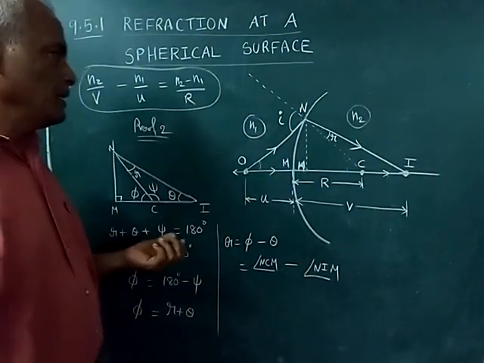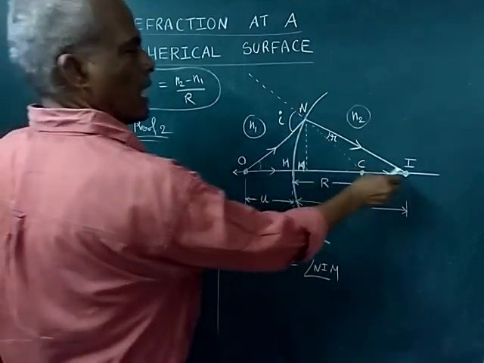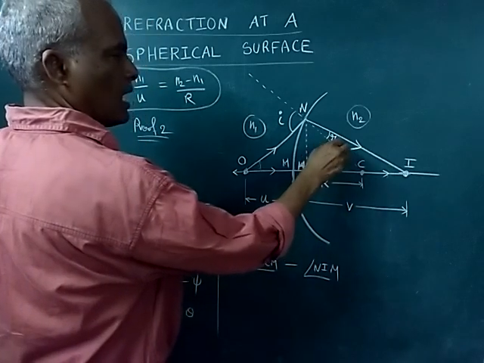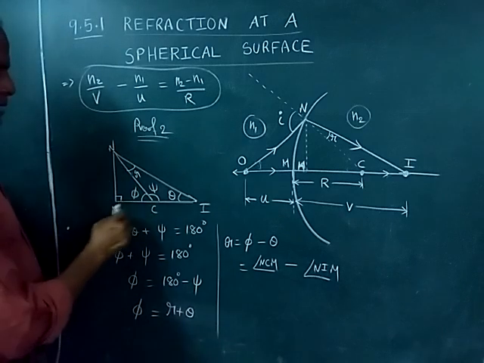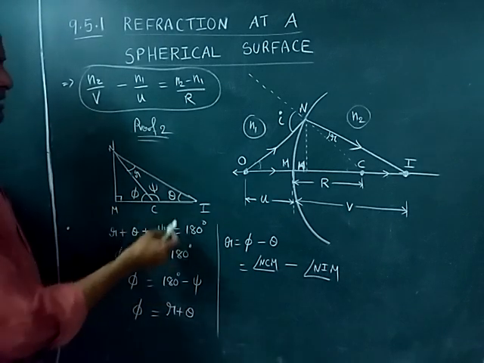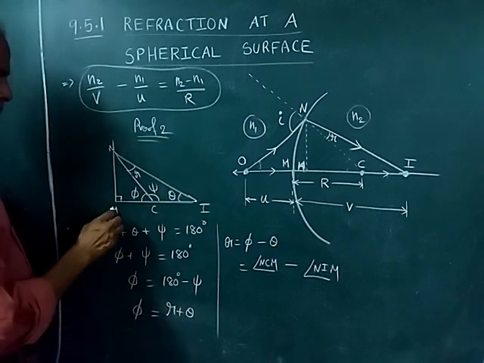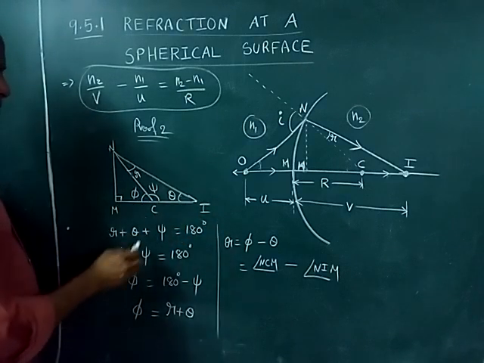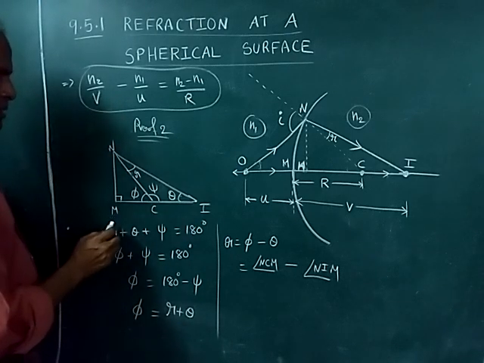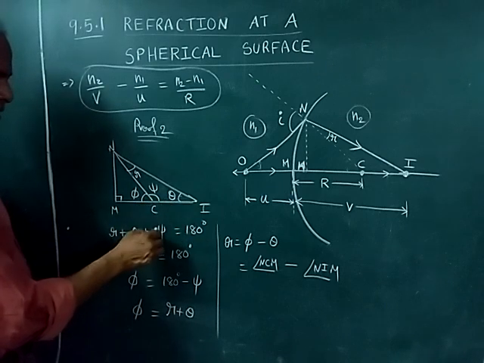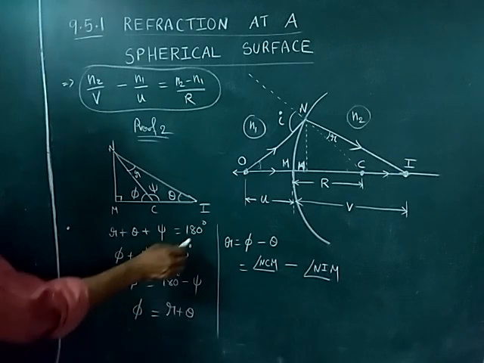So now we will see proof 2. That is, we are going to consider triangle NIC. Now this is angle r. The same diagram I have copied here. For convenience, I have taken this as theta, this is psi, and this is phi. Now if you consider this triangle NCI, r, theta and psi add up to 180 degrees. So now this is one equation.